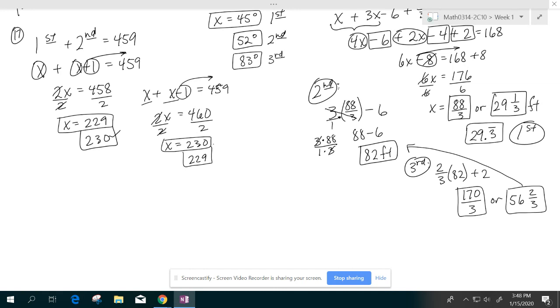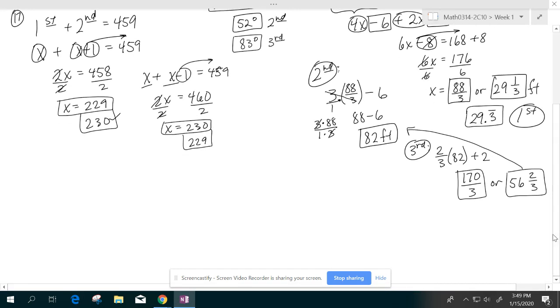The only difference is if it said, which one do you encounter first, then it'll matter. Because if they're increasing, I encounter the 229 first. But if they're decreasing, I encounter the 230 first. Y'all understand that? Depending on which way I'm going, I'll hit one or the other first. So hopefully they will specify.